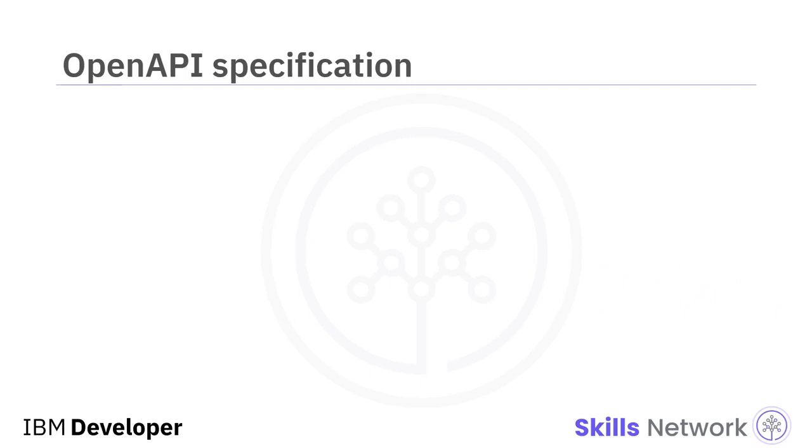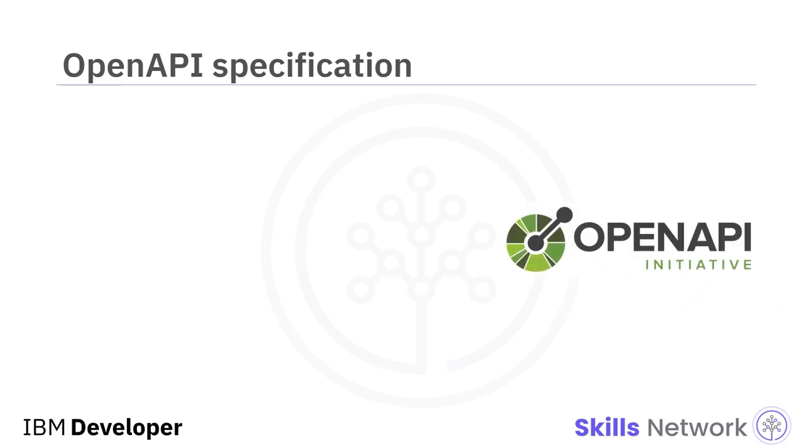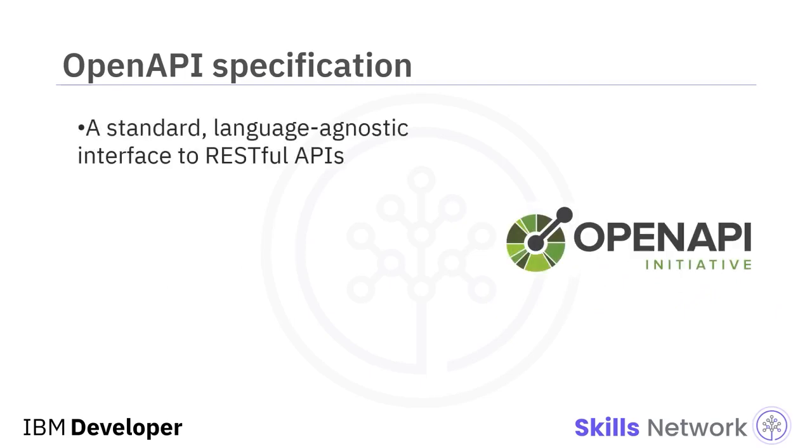They were data-driven and solved a few special use cases of connection and communication, whereas the OpenAPI specification defines a standard language-agnostic interface to RESTful APIs. The specification is language-agnostic and human and machine readable. In addition, it allows people and computers to discover and understand the capabilities of a service without requiring access to source code, additional documentation, or inspection of network traffic.